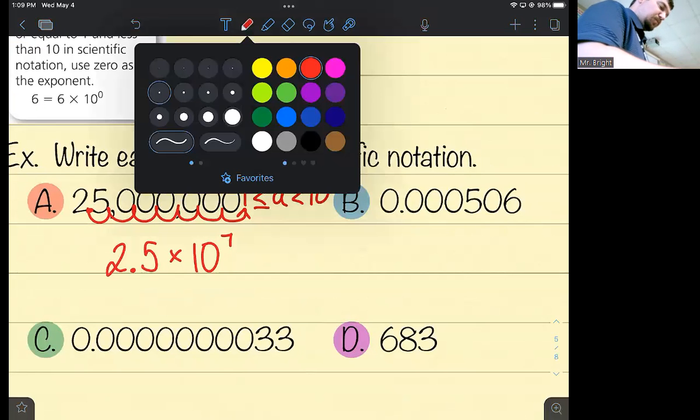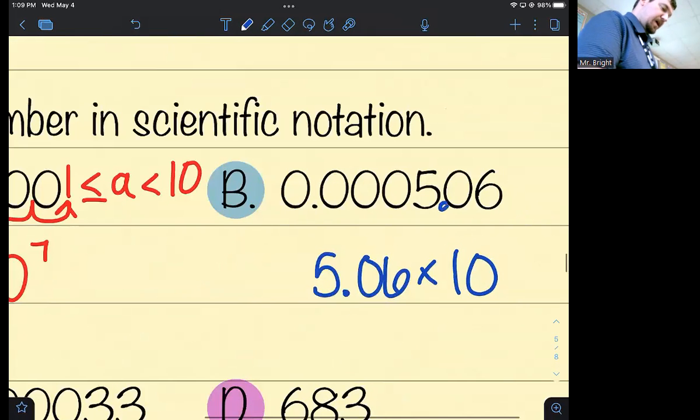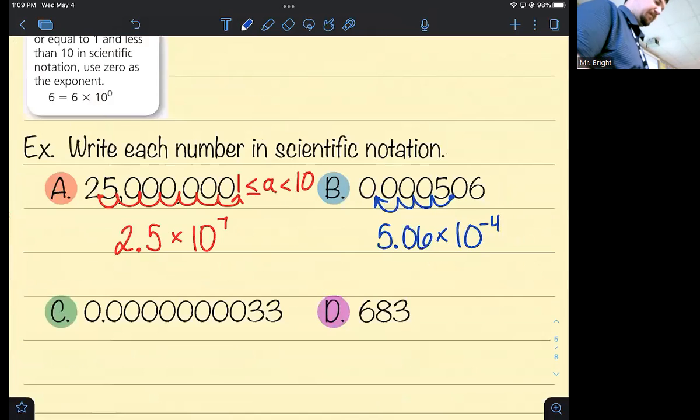Sky, where would I put the decimal in example B? Okay, so 5.06. And then Sky, what direction am I going to count? Left. And how many? So what's my exponent? -4? Got it. All right.